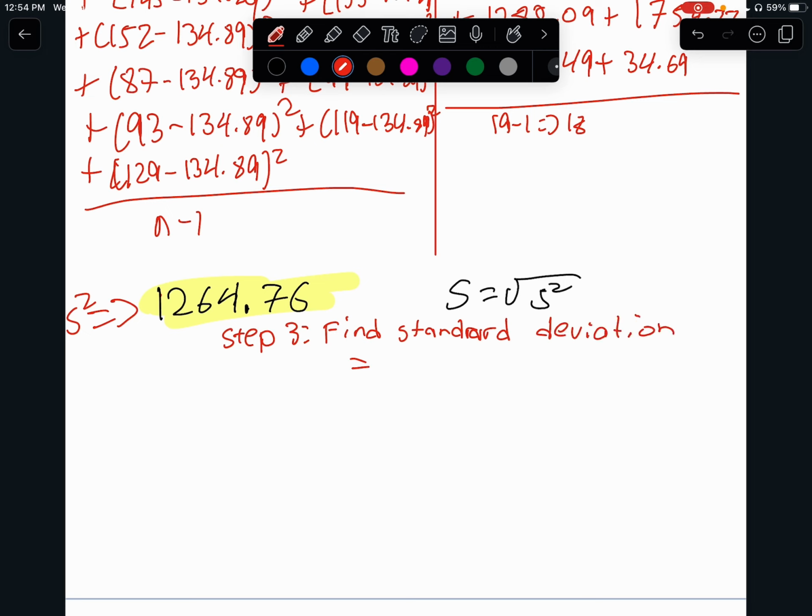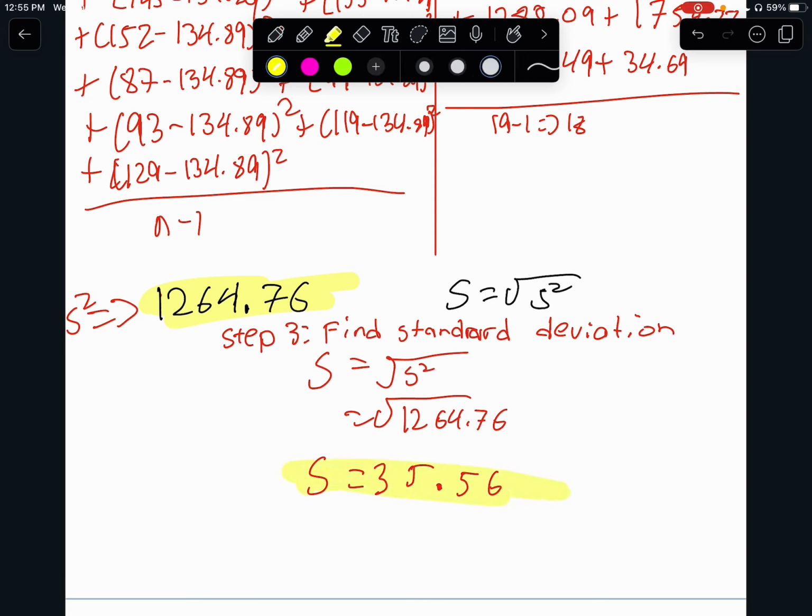So as we do this now, we have our s squared, right? So s equals root s squared, which is our variance, which is going to equal root 1,264.76. So if we type this into our calculator, we get an answer for our standard deviation, I apologize, as 35.56. As we highlight this here. So then therefore, s squared equals 1,264.76, and s equals 35.56.